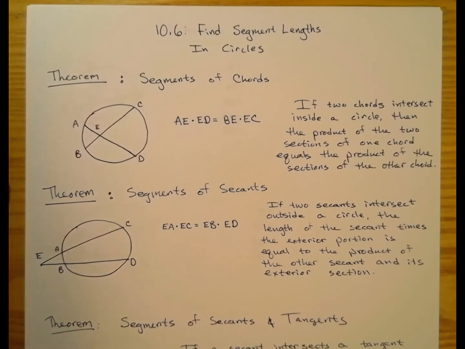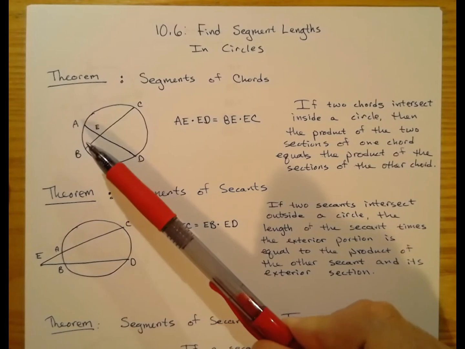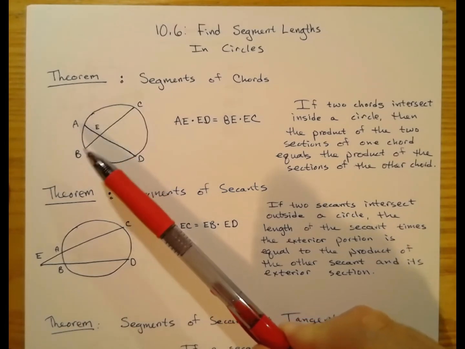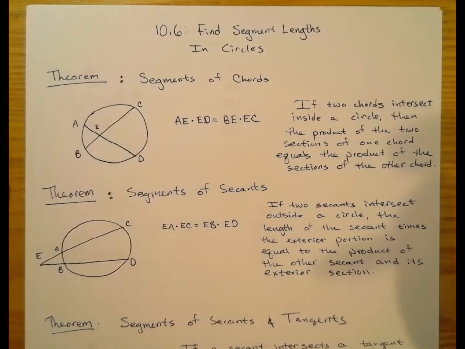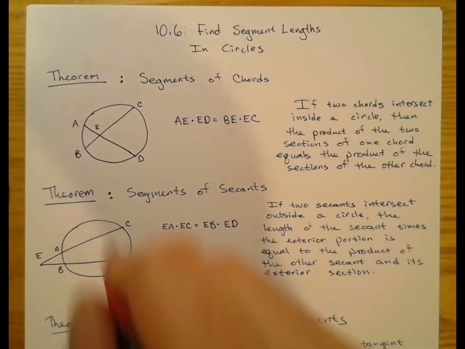And the first one: all three of these theorems actually have pretty cool names versus like 10.7 and 10.8 and that business. So the first theorem is segments of chords. When you have two chords that intersect inside a circle like this, if you take the product of the two sections of one chord, that equals the product of the two sections of the other.